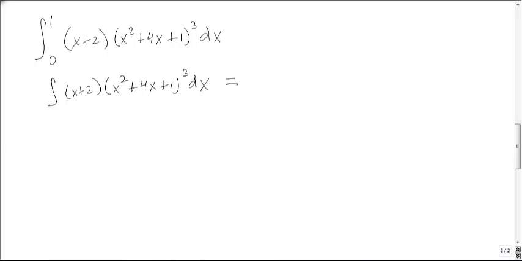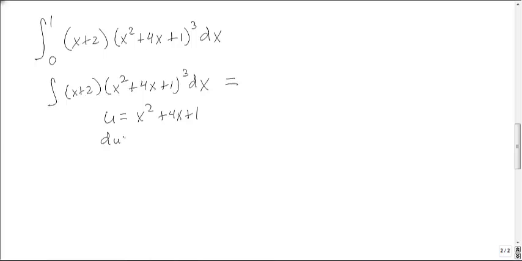Now here, there's a couple of approaches. One thing you could do is expand this out, the x squared plus 4x plus 1, do the cube, multiply it out, multiply by x plus 2, and you'd get a degree 7 polynomial with a bunch of other stuff. You could integrate that. That would work, but it sounds like a fair amount of effort. So instead, what I'm going to do is I have this x squared plus 4x plus 1 to the 3rd. I'm going to let u be x squared plus 4x plus 1.